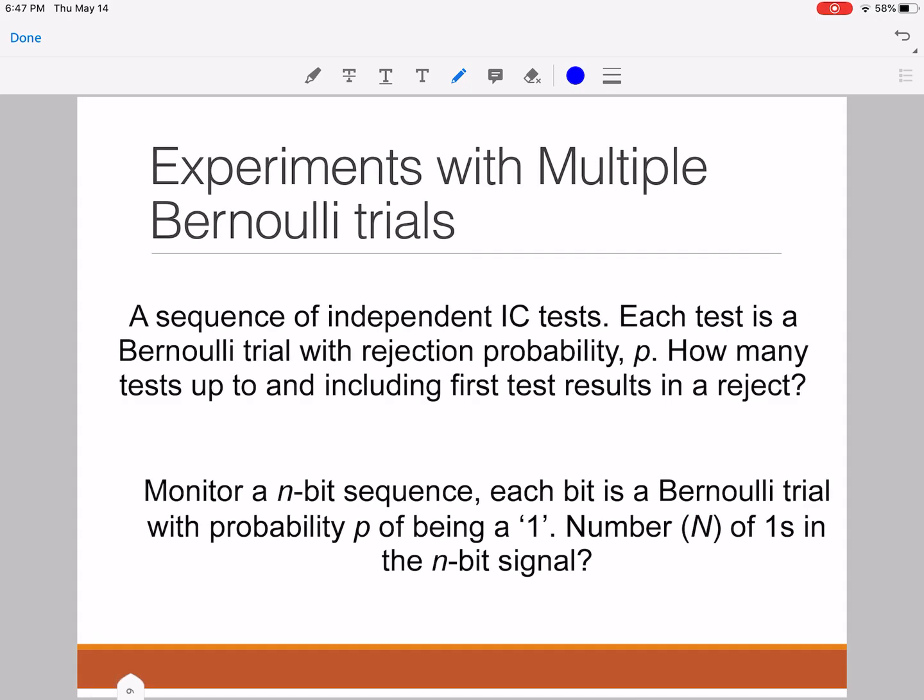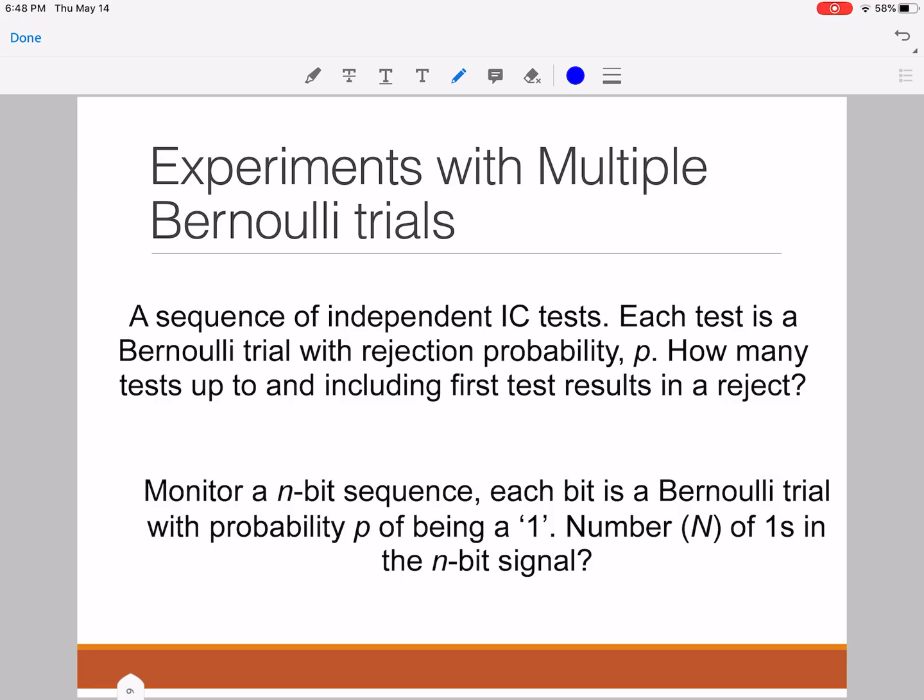For example, let's say that instead of checking just one single IC or integrated circuit, you are interested in checking multiple integrated circuits until you receive your first failure, or first failing IC.